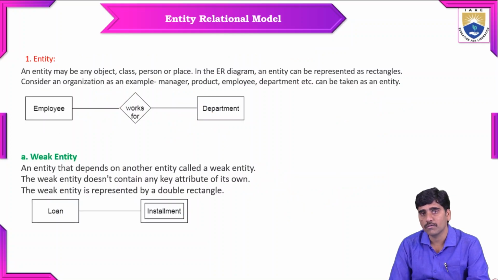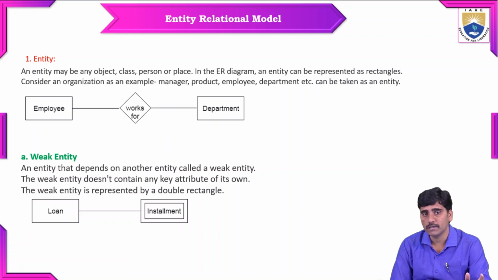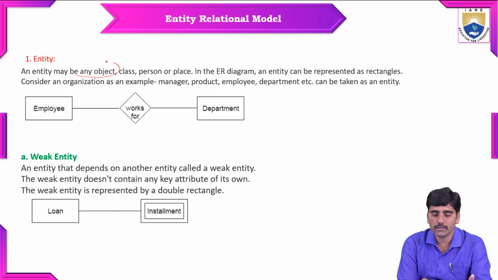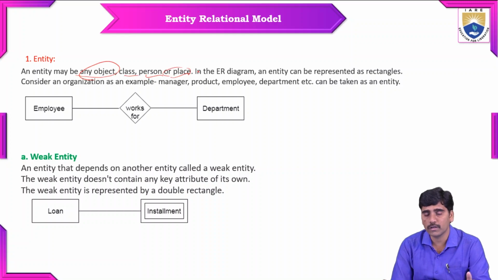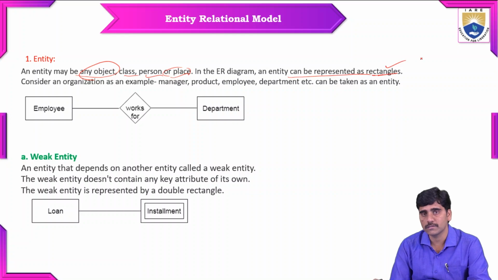From this, what is meant by an entity, types of entities, what is meant by a relationship, and types of relationships will be discussed. An entity is an object, class, person or place. In a diagram, an entity is represented as a rectangle.